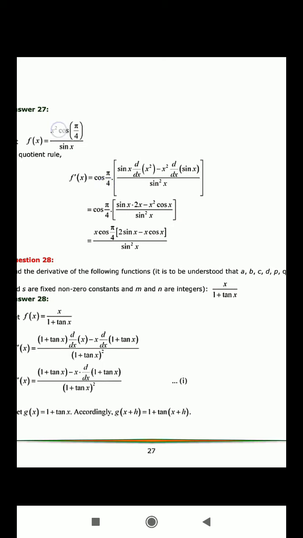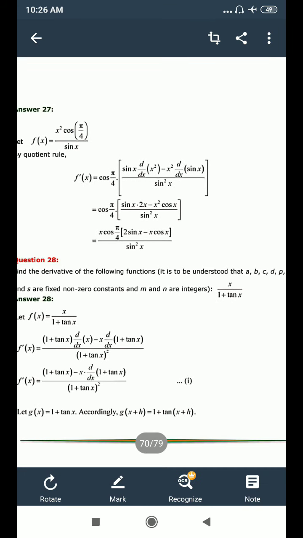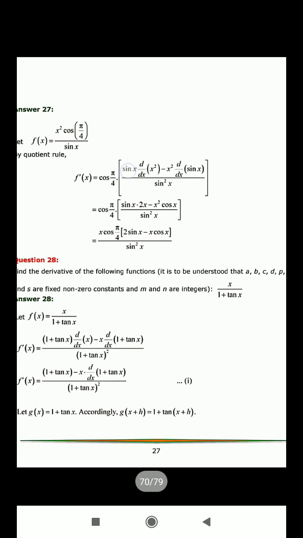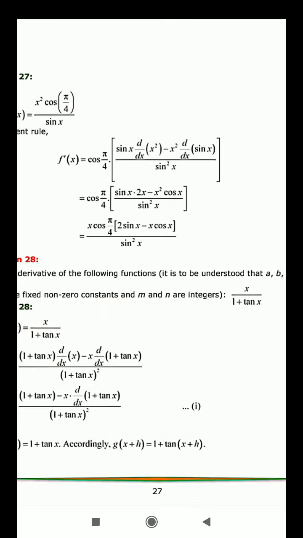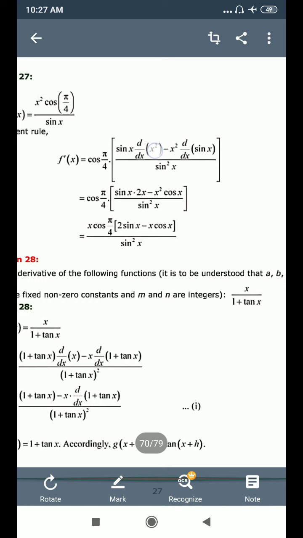And we have to differentiate x² upon sin x. Keep cos π/4 as it is, differentiation of x² upon sin x we will differentiate using the quotient rule. So in the quotient rule, you see sin x is the denominator as it is, and differentiation of x², numerator, minus sign. Now numerator as it is, then differentiation of denominator, that is sin x, divided by sin² x. Now the differentiation of x² is 2x, differentiation of sin x is cos x.